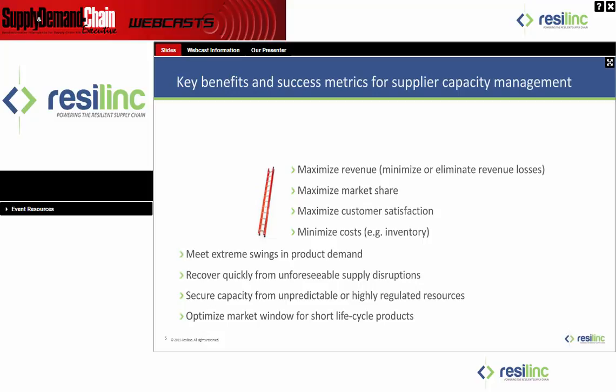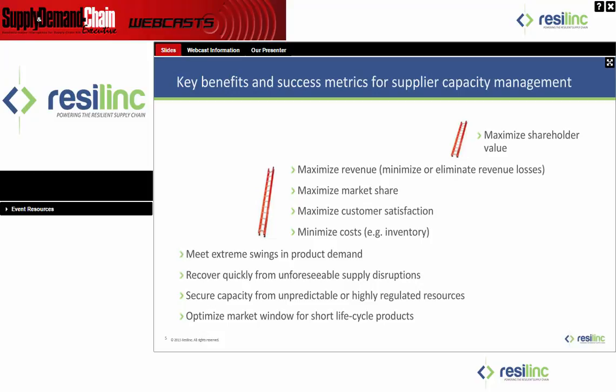It also enables you to minimize costs. If you knew that a supplier was capacity constrained, then instead of increasing your raw material inventory, WIP, or finished goods inventory, you could qualify an alternate source that could meet your upside demand. All of these together ultimately help you maximize your shareholder value.